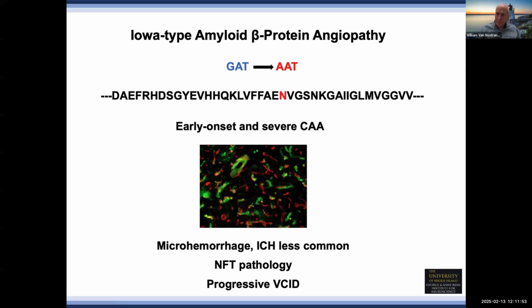These patients develop micro-hemorrhages, but large intracerebral hemorrhages are less common. They do develop neurofibrillary tangle pathology, but not extensive parenchymal amyloid plaques like Alzheimer's. And they also develop a progressive form of vascular cognitive impairment and dementia.